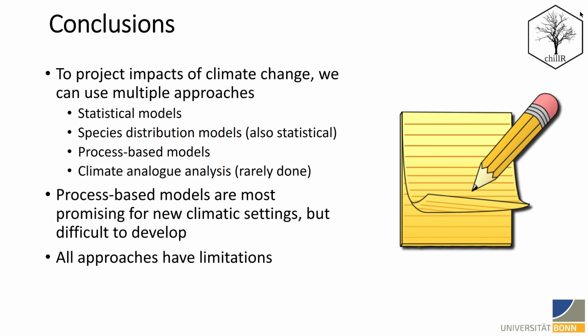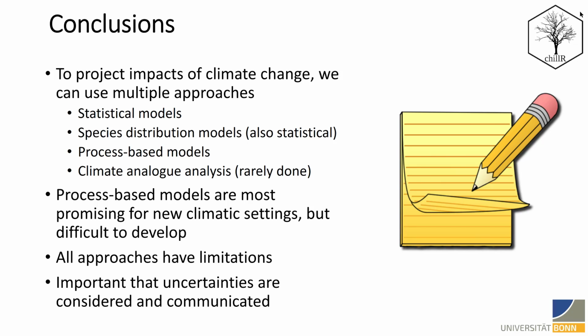All approaches have limitations. And it is very important in all approaches that uncertainties are considered and communicated. To some extent, especially in process-based models, because they tend to portray a certain level of precision and accuracy that is simply not always warranted. And there is usually lots of uncertainty that easily gets swept under the rug by precise numbers that look very scientific and all, but really should not be used in any sort of decision where serious risks are involved.